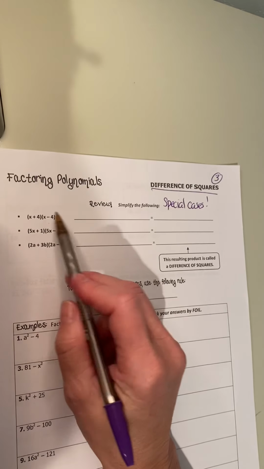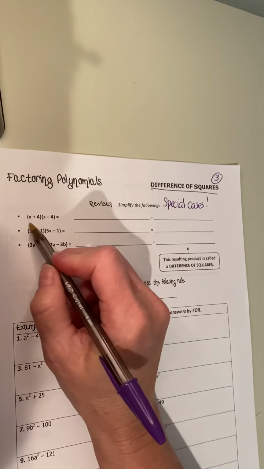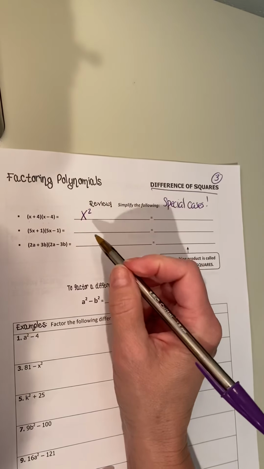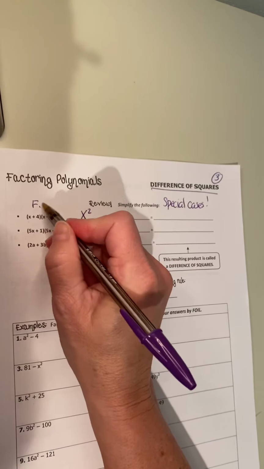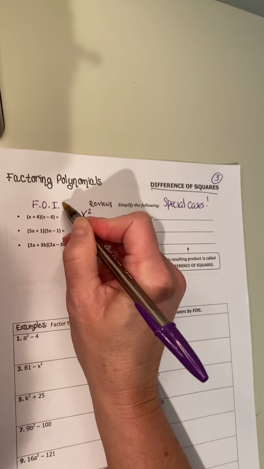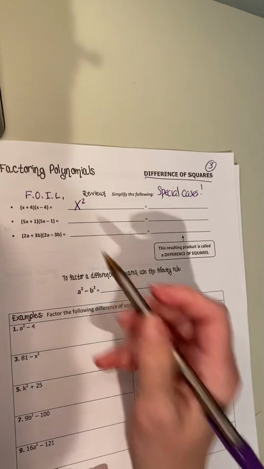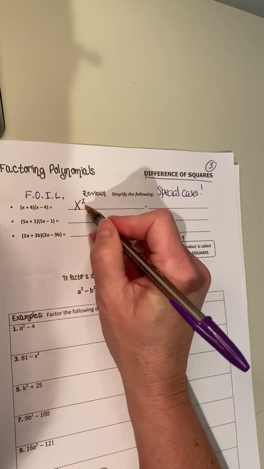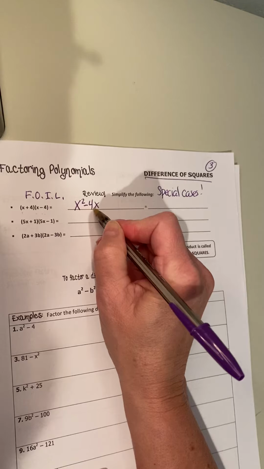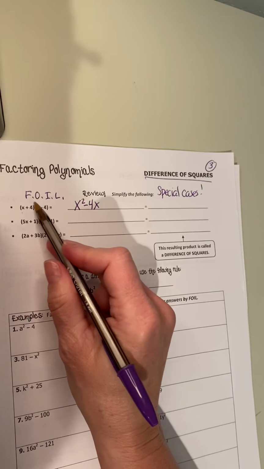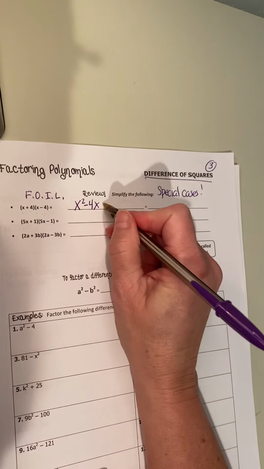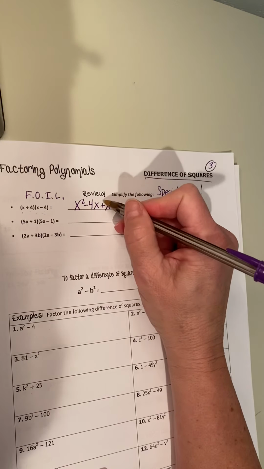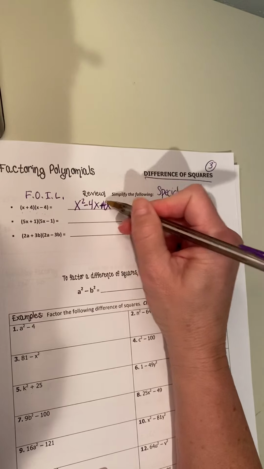So when I go to FOIL this, I'm going to go x times x, which is x squared. And remember it's FOIL: first, outer, inner, last. Now I'm going to multiply the two outer terms. So that's a -4 and an x, so -4x. The inner terms is a +4 times x. So this is why it's special. Oops, I'm sorry, that's a +4x, excuse me.